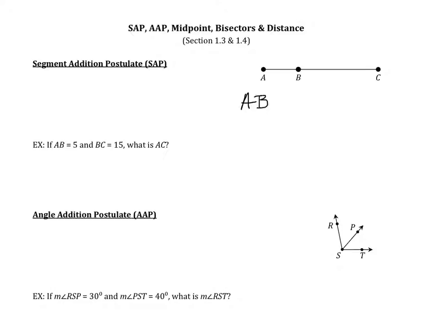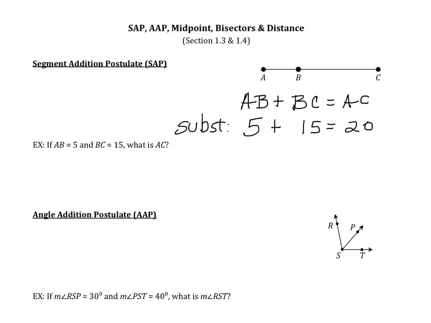If AB is 5 and BC is 15, when we add AB and BC, we'll get a total measure for AC. We substitute the 5 for AB plus the 15 right underneath the segment BC. Equal signs line up, and underneath AC we have the total 20.